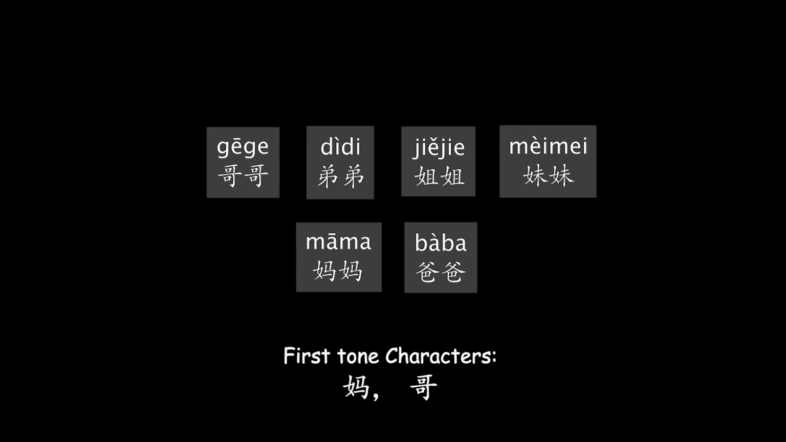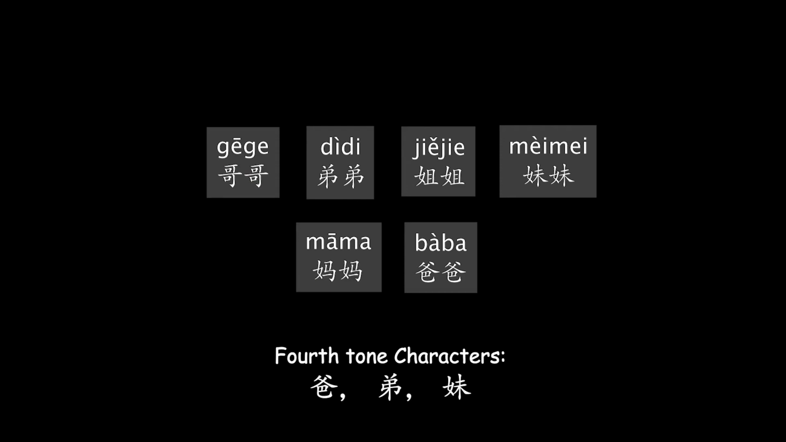Notice that for all names with reduplicated characters, the second character is pronounced using a neutral tone. First tone characters like ma and ge, when saying the full name, the tone on the second character is dropped. Mama, 哥哥. And the same goes for fourth tone characters like ba, di, and mei. The full names are pronounced Baba, Didi, Mei Mei. And lastly, the third tone character, Jie, when saying the full name, sounds like Jie Jie.